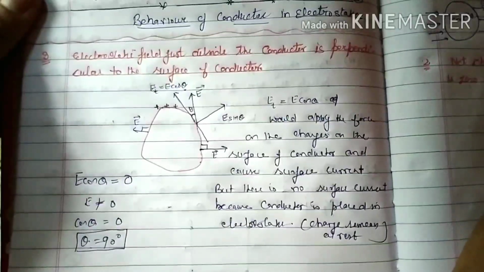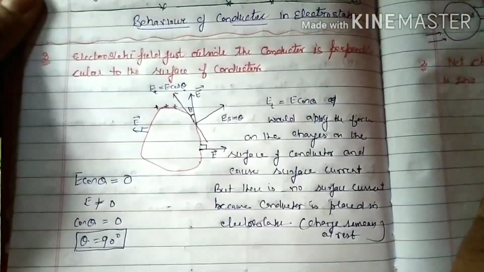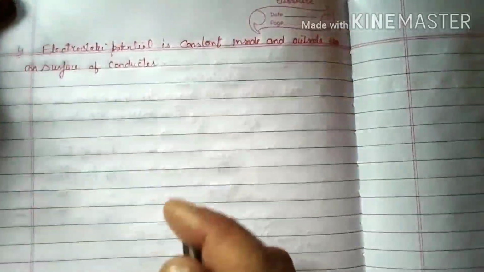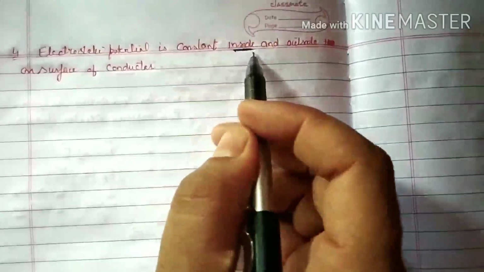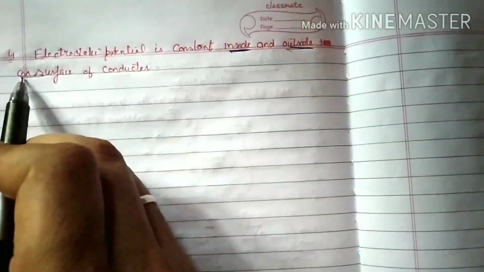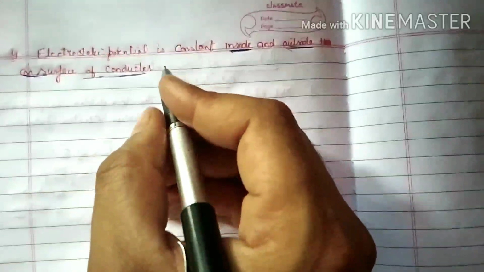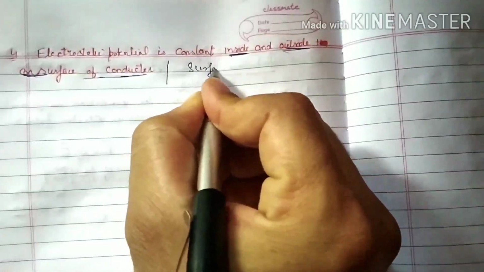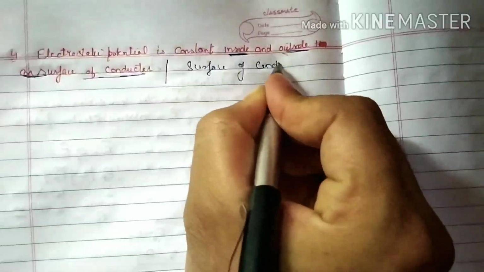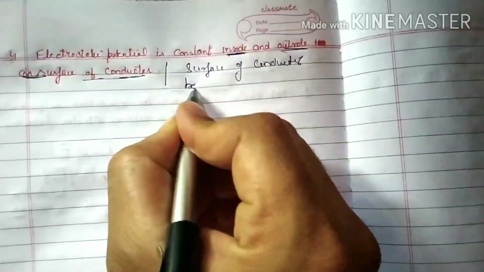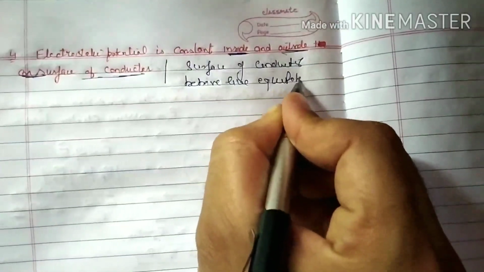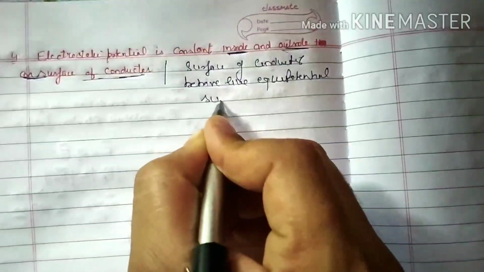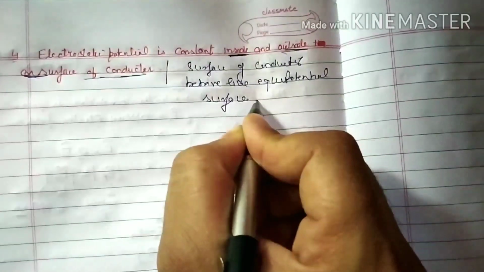Now come to our next behavior of the conductor in the electrostatic field. So next is: electrostatic potential is constant inside and outside, on the surface of the conductor, and we can say that the surface of the conductor behaves like an equipotential surface. Now we will prove this.